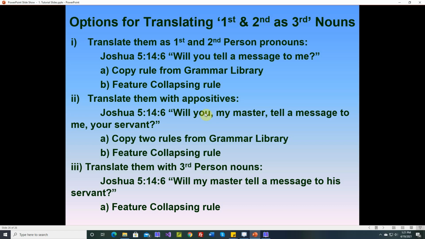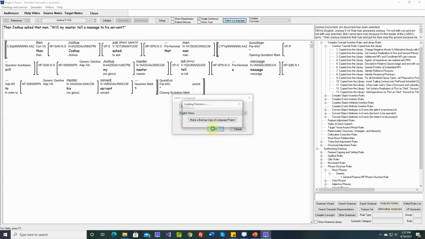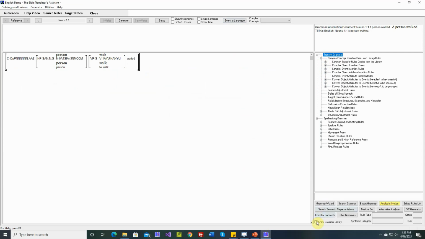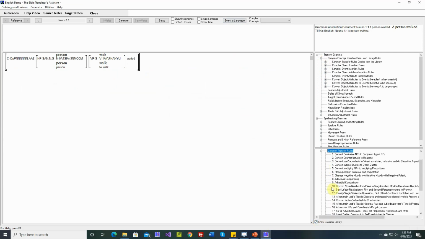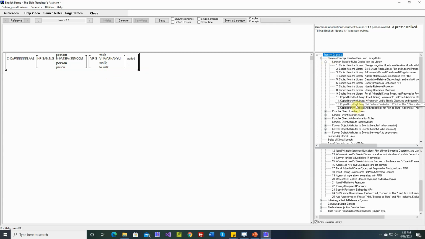We're going to use the first and second person pronouns modified by these appositives. And for that, I will switch back to our English demo project. So let's copy our rules from the grammar library. We need this one, and we need this one. We won't see an example here. So now we have those two rules in our project.